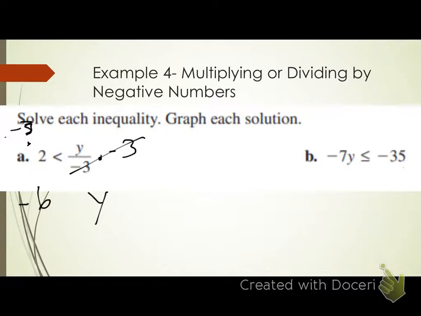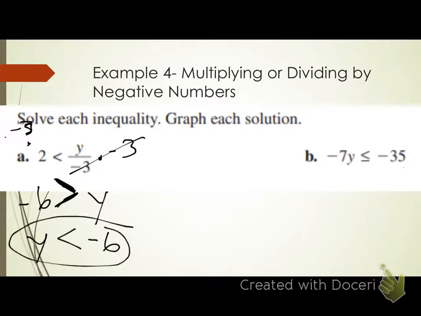Does my symbol flip or stay the same? Flip. Now it must flip because I multiplied both sides by a negative 3. Does everyone see that? But to graph it, I need to flip it again. So I get y is less than negative 6.